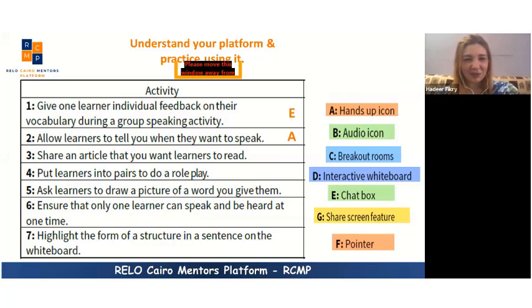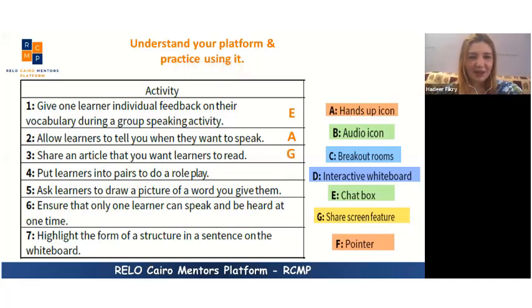Number three, to share an article. We want the learners to read an article. How can we share it? The same way I'm sharing my PowerPoint now. What did I use? Yes, great job. G, many G's. I like you guys. This is great.